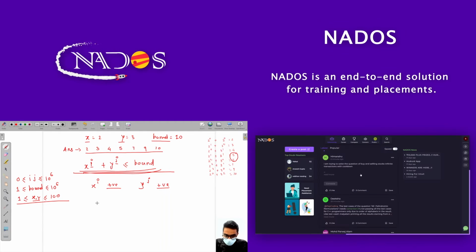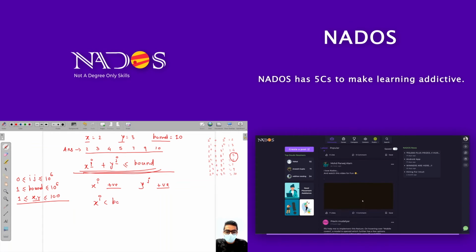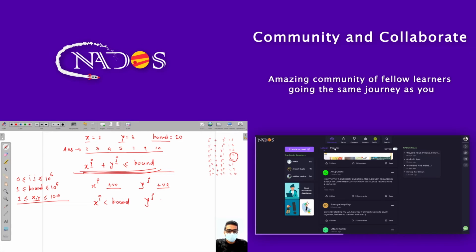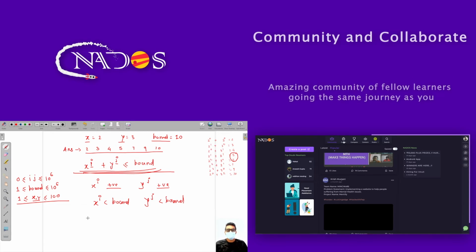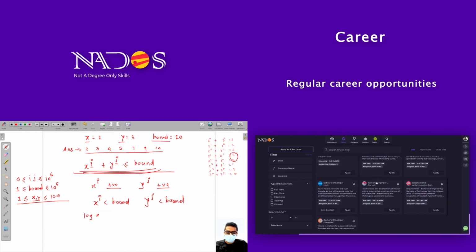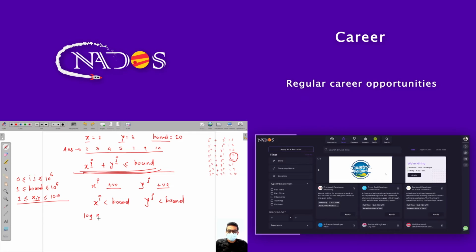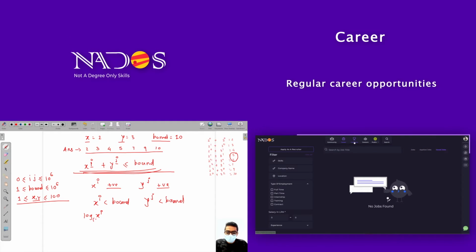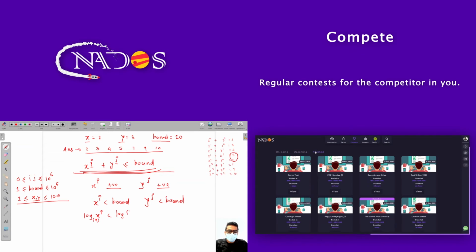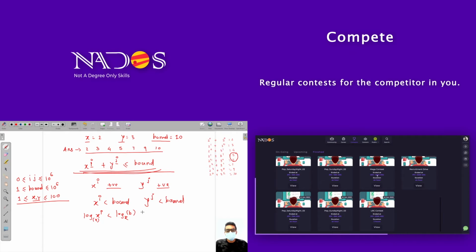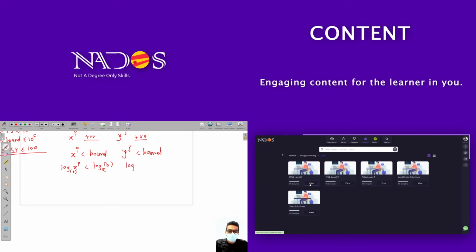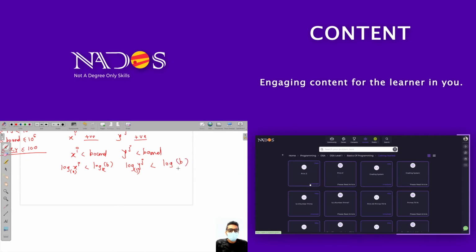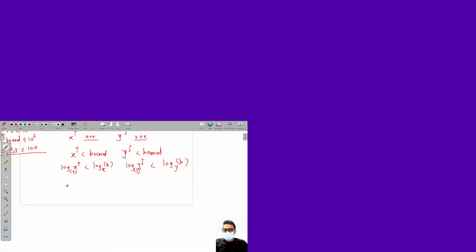Firstly, x raised to i should be less than bound, and y raised to j should also be less than bound. Now for solving this equation, we are going to use a log here. So log of x raised to power i to the base x should be less than log of bound to the base x, and the same for y also. So let's write here log of y raised to power j to the base y is less than log of bound to the base y.